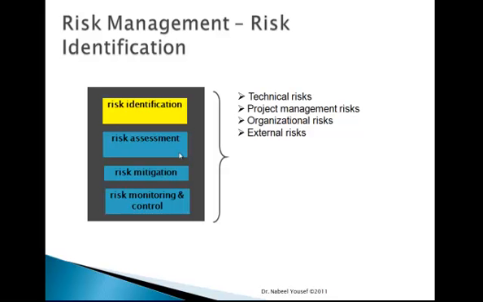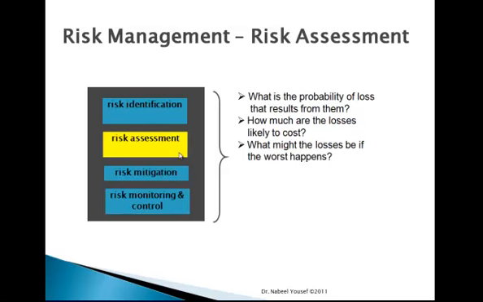So we go to risk identification and we start looking at the different areas. It will be either technical risk, project management risk, organizational risk, or external risk. Based on that, we identify the risk in these different areas. Then we go to the assessment and look at the probability of the loss that results from this risk, how much the losses are likely to cost, and what the losses might be if the worst case scenario happens.